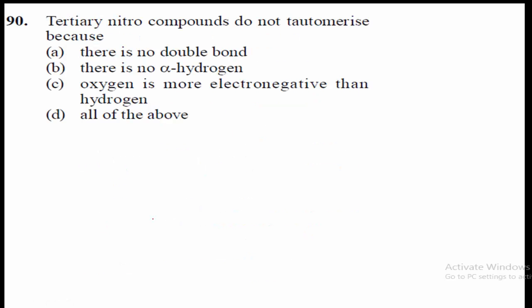Then 90, the tertiary nitro compounds do not tautomerize because there is no alpha hydrogen. You know the tautomerism can be observed only if there is a presence of alpha hydrogen atom. Therefore option B is the right one.